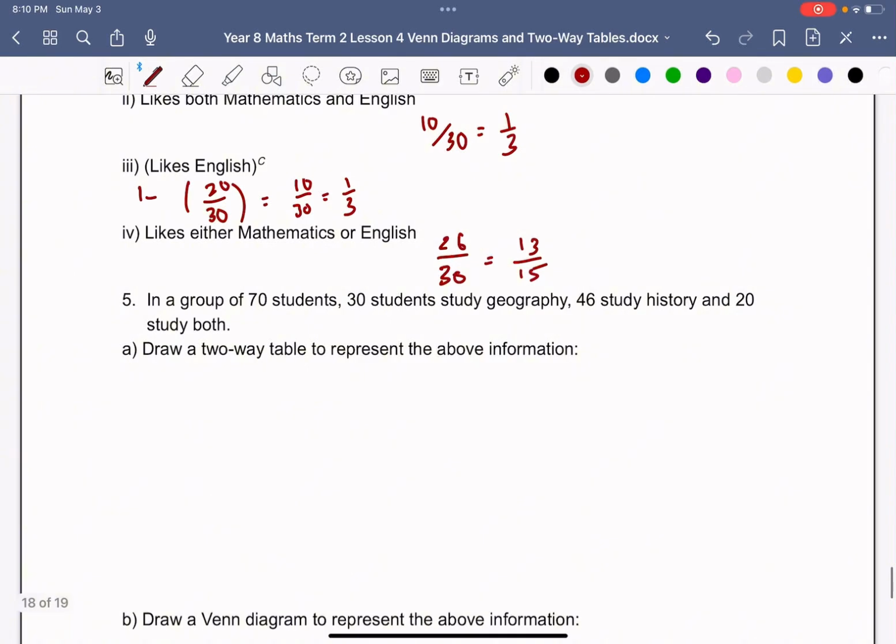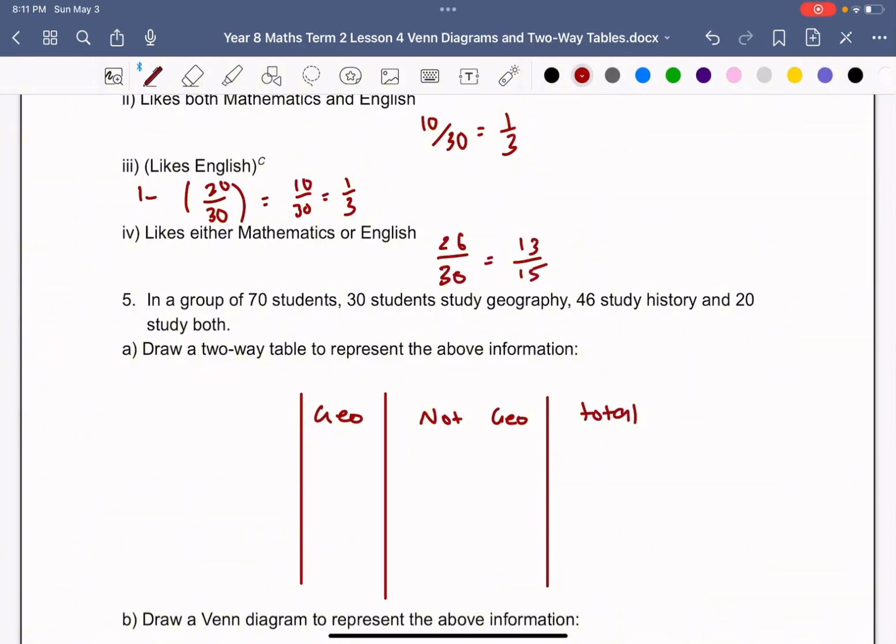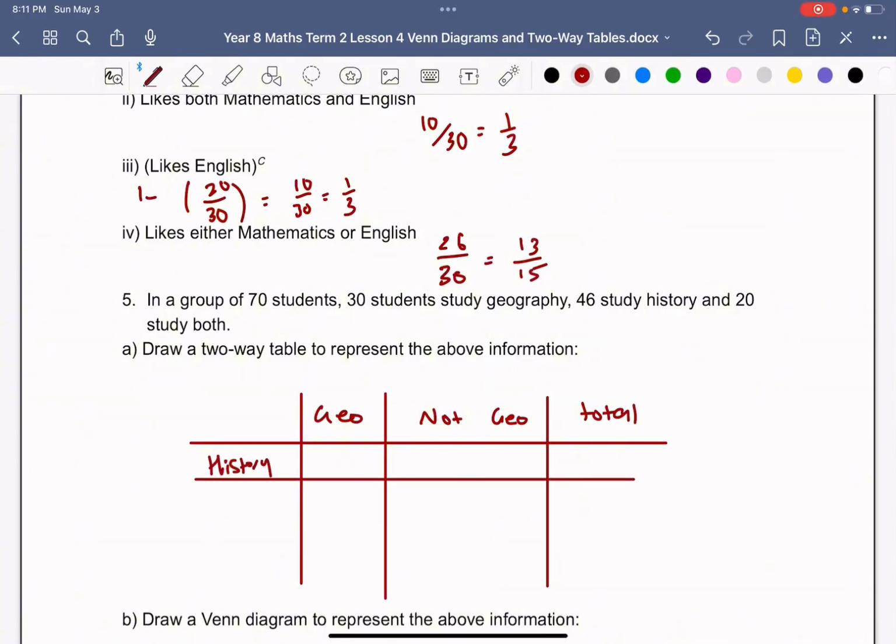In a group of 70 students, 30 students study geography, 46 study history, and 20 study both. Draw a two-way table to represent the above information. We have geography, not geography, and our total. Drawing up our lines so we can create a table. And then also across, because we're going to add who likes history, who does not like history, and then our total for that as well.